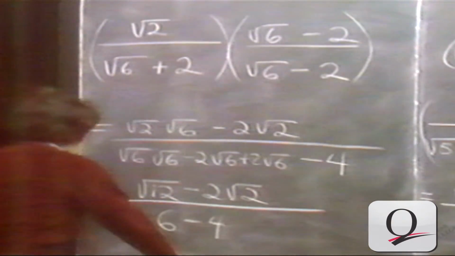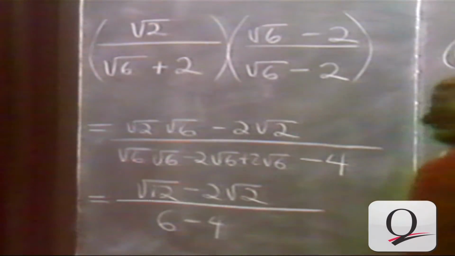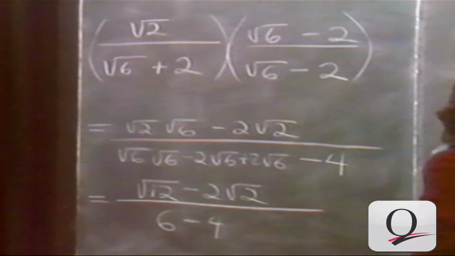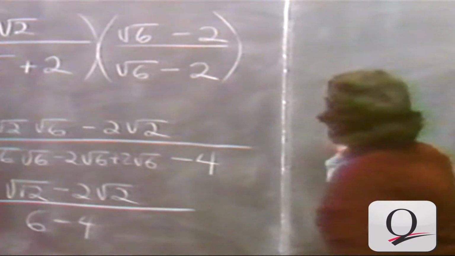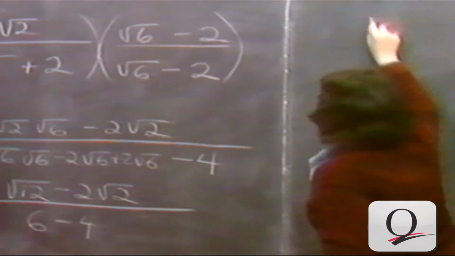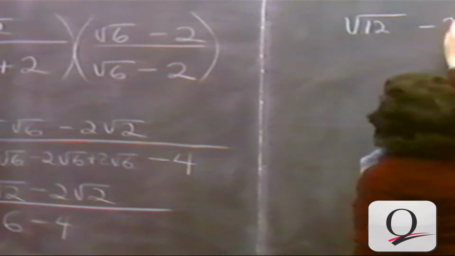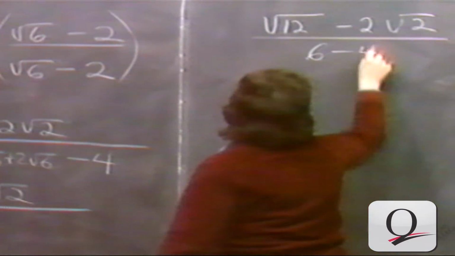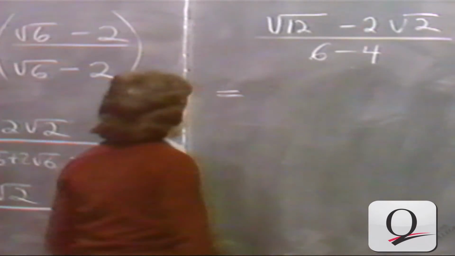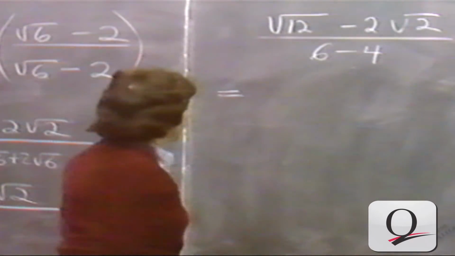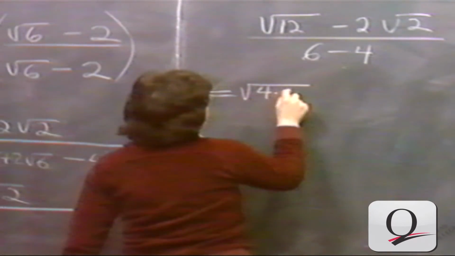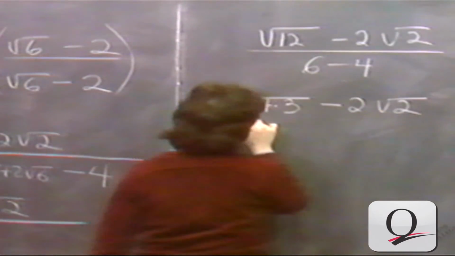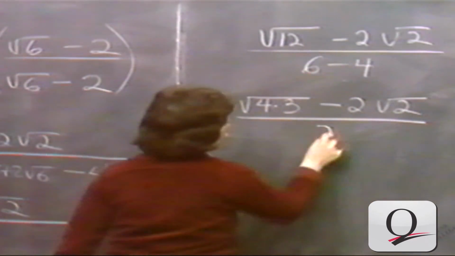Now, we don't have this in simplest radical form yet. Let's do a little bit more work on that. We're up to this point. Let me just rewrite it. We have the square root of 12 minus 2 times the square root of 2 over 6 minus 4. Now, the square root of 12, well, this is not in simplest radical form. We can make this the square root of 4 times 3 minus 2 times the square root of 2 over 6 minus 4, which is 2.